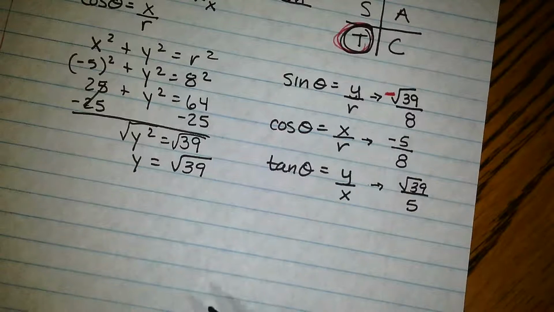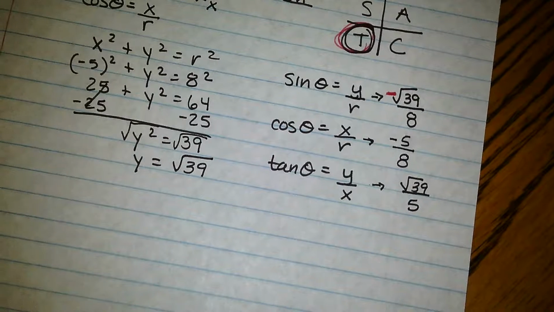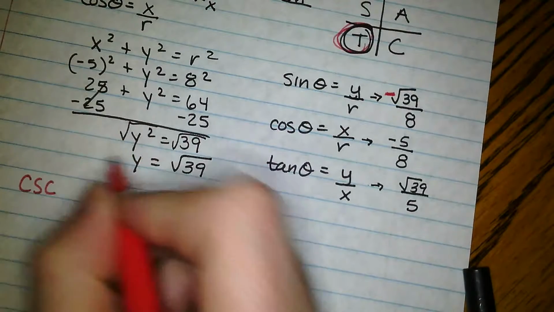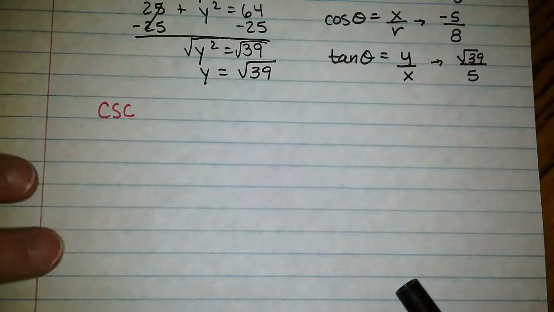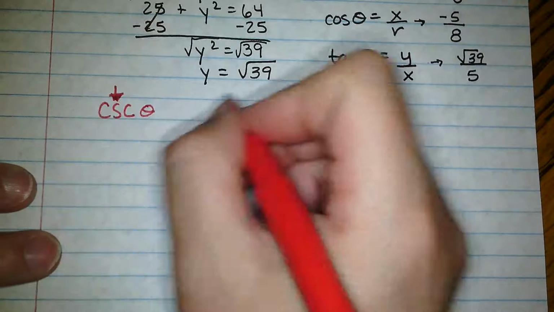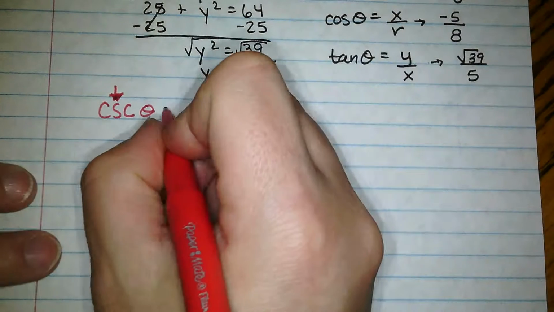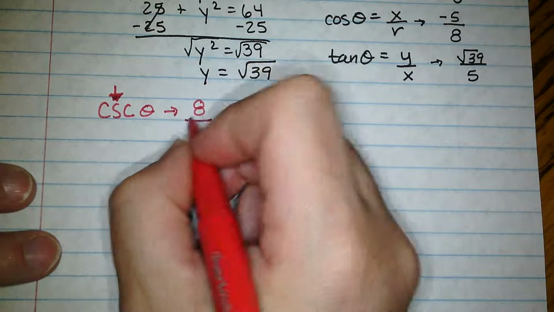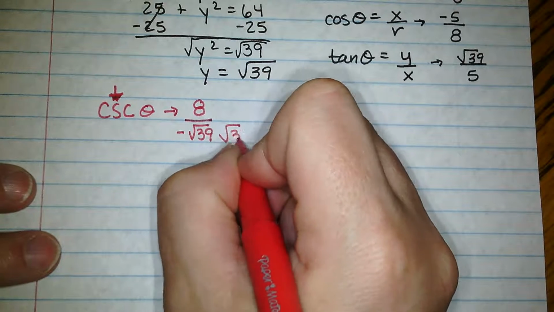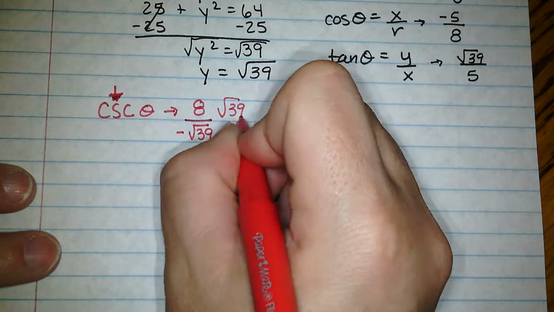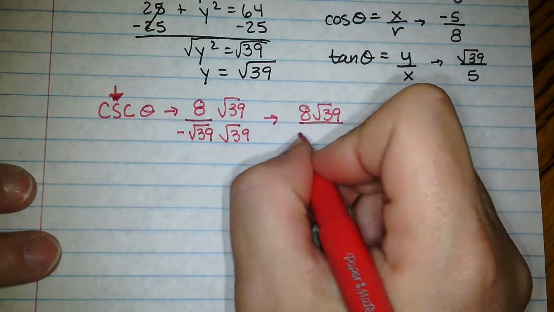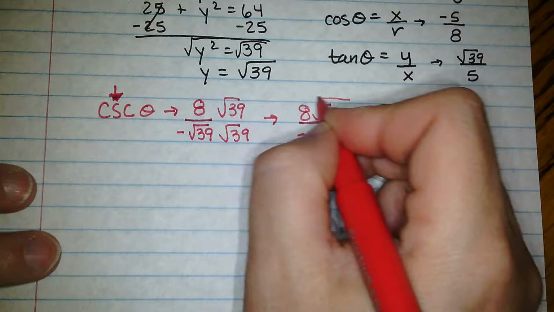Now we're going to do our reciprocal functions. I'll do those in red. Cosecant is a sine sandwich. So we're going to take our sine and flip it. That's going to give us 8 over negative radical 39 and rationalize. And you get 8 radical 39 over 39. Don't forget it's negative.